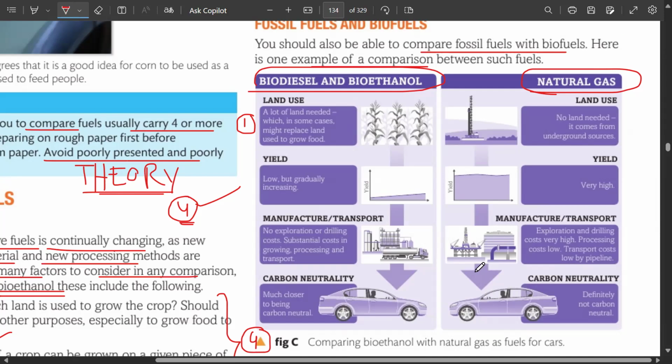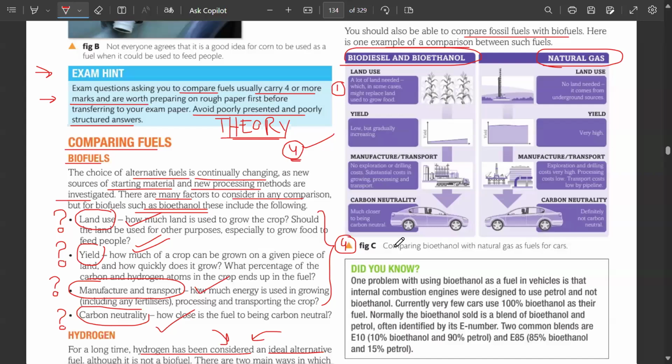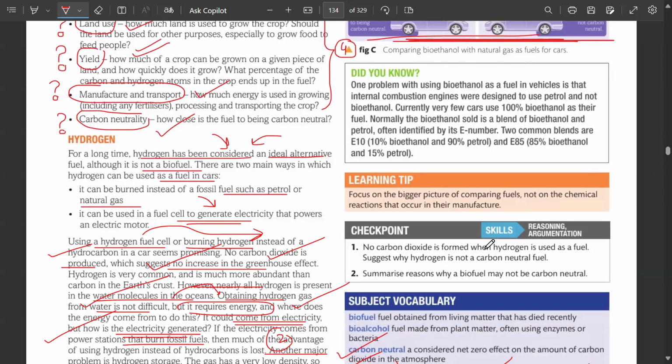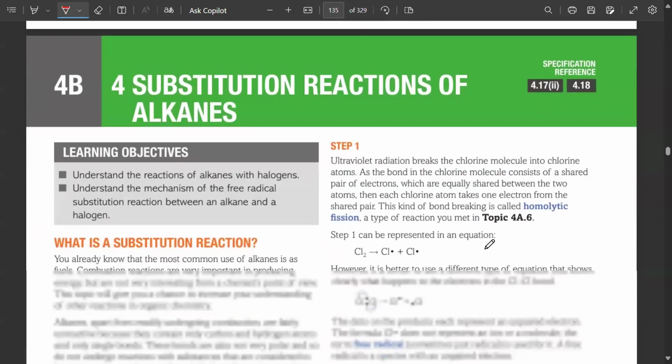Then next, carbon neutrality: much closer to being carbon neutral, versus definitely not carbon neutral. Then it's biodiesel and bioethanol. So biodiesel, bioethanol. But again, this is why this is the dilemma that the world right now is stuck in, and they're not wrong being stuck in this dilemma because we both are right now as well. That which one is better, and that is all for today.